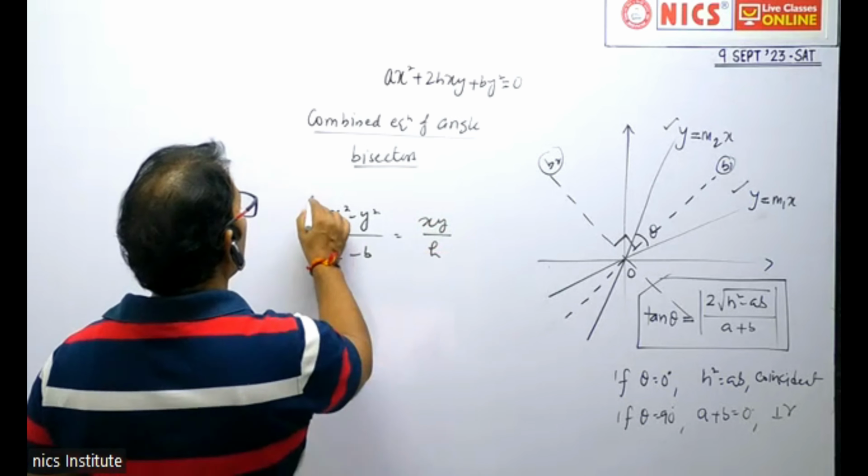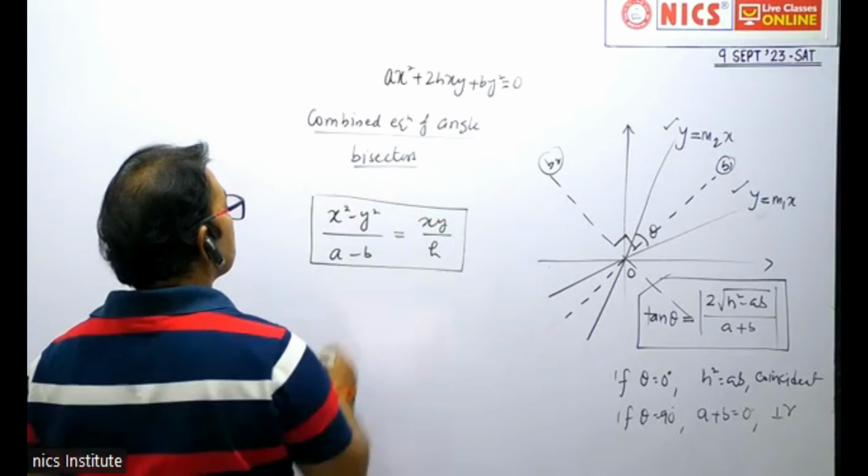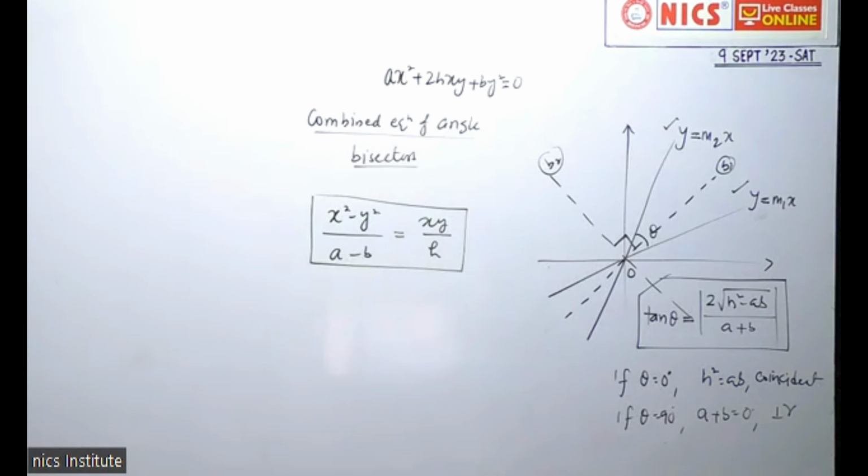This is the formula for the combined equation of angle bisectors. X square minus y square over a minus b equals xy over h. This is the combined equation of angle bisectors. This will give you two angle bisectors.